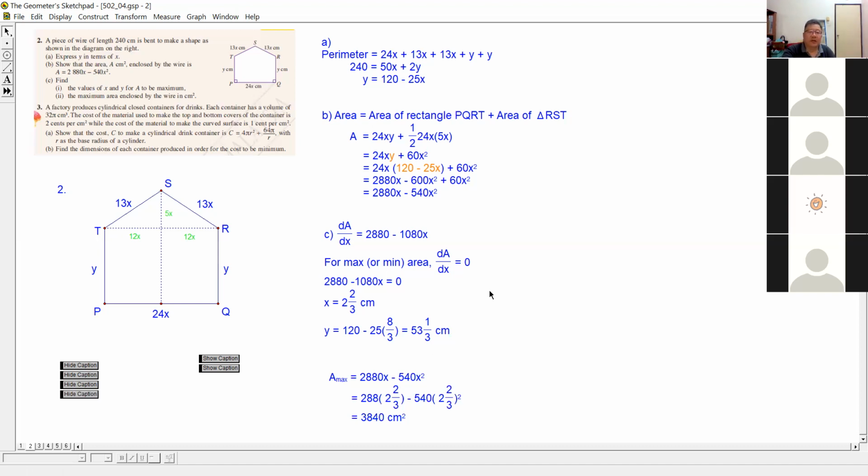Okay, so you substitute the x here with 2 and 2/3, then you have to square. Now these things you can use your calculator. I don't have to explain. So finally, when you press the calculator, the area is 3840 centimeters squared.